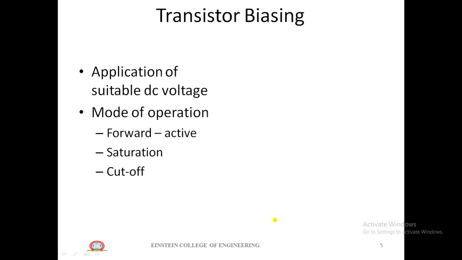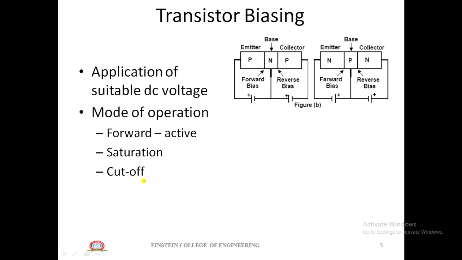Next, we are going to study about the transistor biasing. Biasing is nothing but application of suitable DC voltage across the terminals of the transistor. In a transistor, we are having three layers, three terminals and two junctions. Each junction can be forward biased or reverse biased. So according to the biasing, there are three modes of operation: one is forward active mode, second one is saturation mode, third one is cutoff mode.